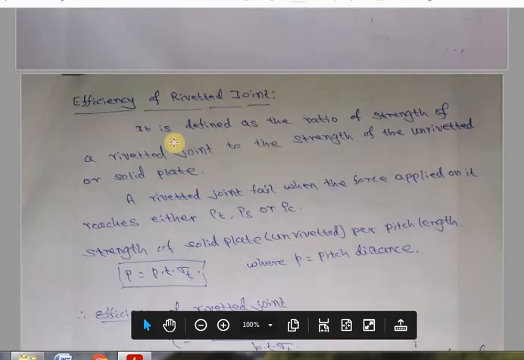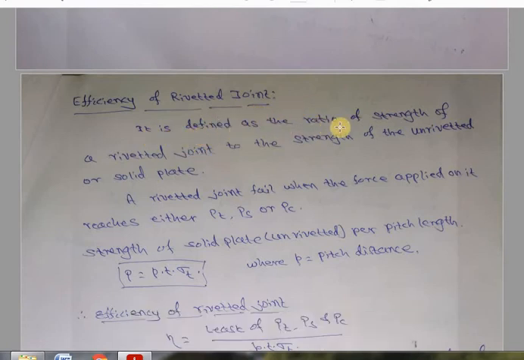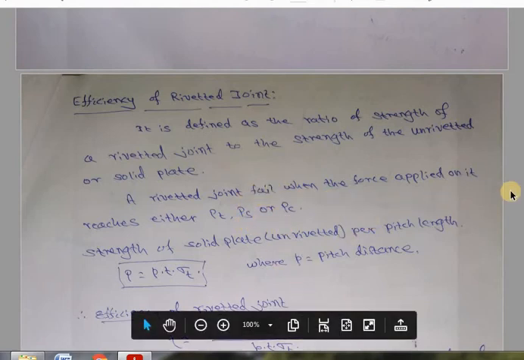Then we go on to define the next one, the efficiency of the joint. It is defined as the ratio of the strength of the riveted joint to the strength of the unriveted or solid plate. Whenever we do riveting, we have to drill a hole and then form the joint. That means the joint is going to get weakened. So that weakened strength we compare with reference to the unriveted plate. That is again per pitch length only, the unriveted plate per pitch length.